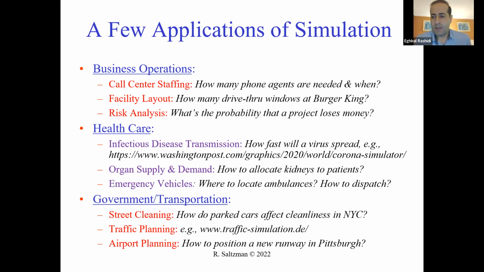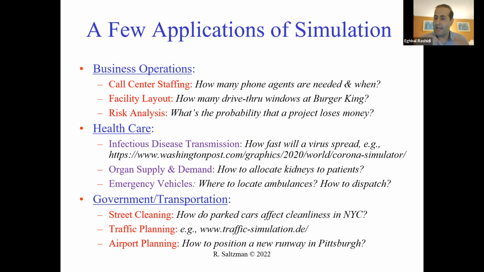Or another environment would be the government or transportation. Street cleaning. How do parked cars affect the cleaning in, for example, New York City or even on campus? If you have been on campus, there are areas where you cannot park on the second and fourth Monday from 8 a.m. to 11 a.m., but some people still park there. Traffic planning, and also because we don't know how many people are driving, at what time, what their destination is, or what the origin is. So that's also a good example of an uncertain system.